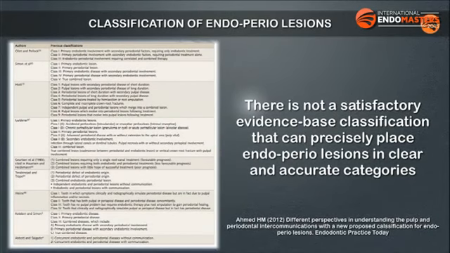So, next point to review is the classification of endoperio lesions. A review of the literature identifies many suggested classifications for endoperio lesions. Most of these classifications are based on either etiological factor, pathological patterns, or treatment strategies and prognosis. The considerable variability in etiological factor and pathological patterns of endoperio lesions is not yet matched with a satisfactory evidence-based classification that can precisely place endoperio lesions in clear and accurate categories.